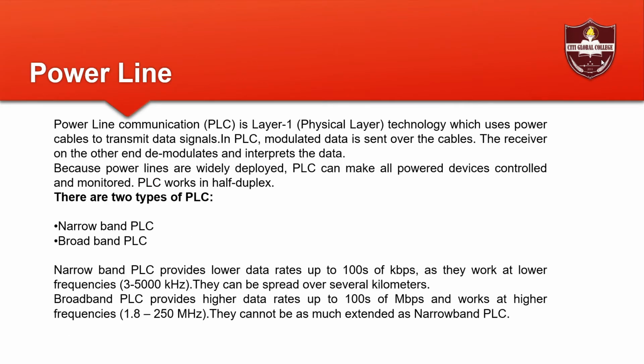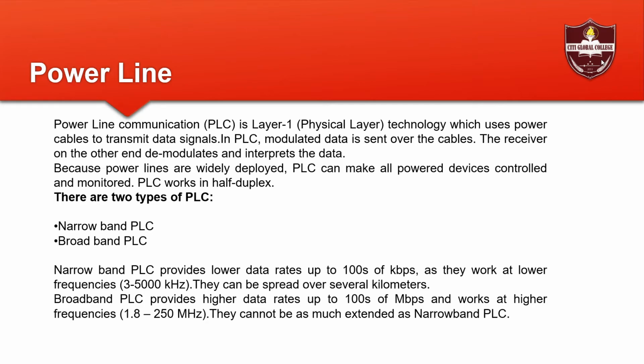Power line. So power line communication, or PLC, is a layer 1 physical layer technology which uses power cables to transmit data signals. In PLC, modulated data is sent over the cables. The receiver on the other end demodulates and interprets the data. Because power lines are widely deployed, PLC can make all power devices controlled and monitored. PLC works in half duplex.